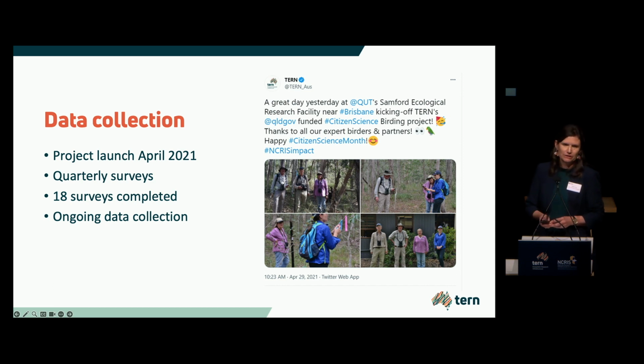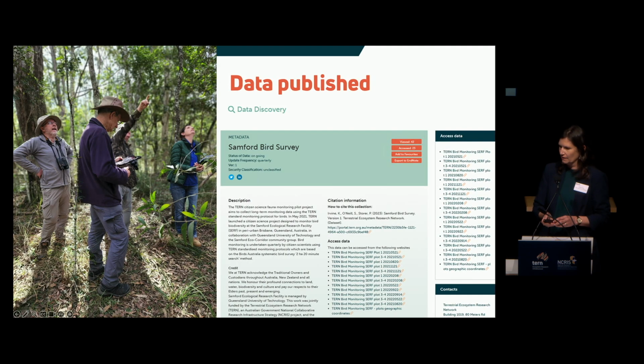So the project was launched in April 2021. It's been going for over 2 years now. We have 18 surveys that have been collected over 9 individual events. So that's a quarterly survey effort, and the data collection is still ongoing. And the data has been published. As far as I know, this is the first time that we've published citizen science data in the TERN data portal, so it's really exciting. That's all publicly available data now.